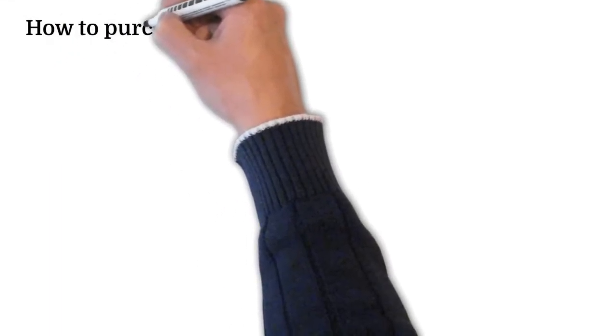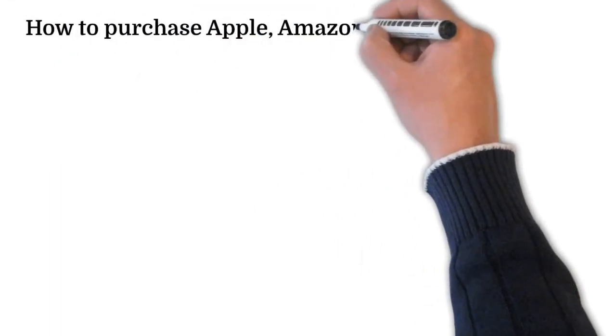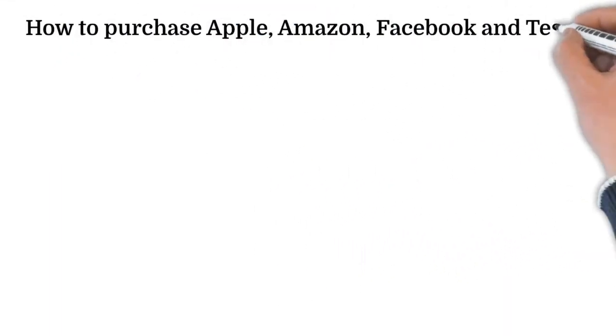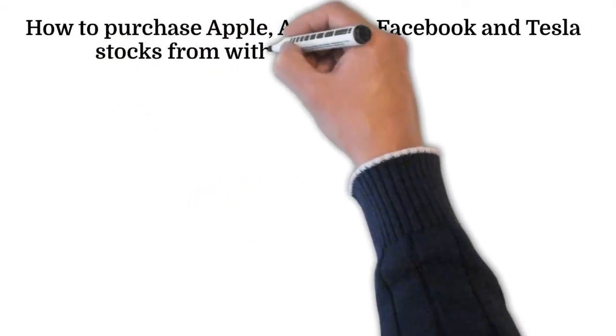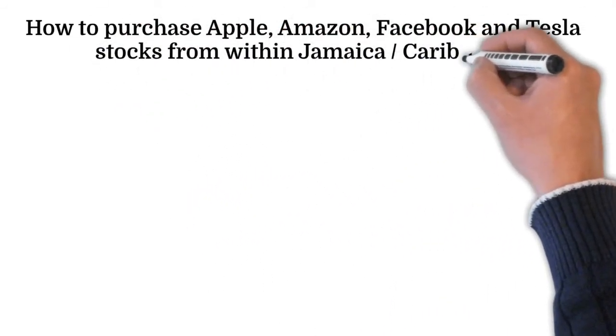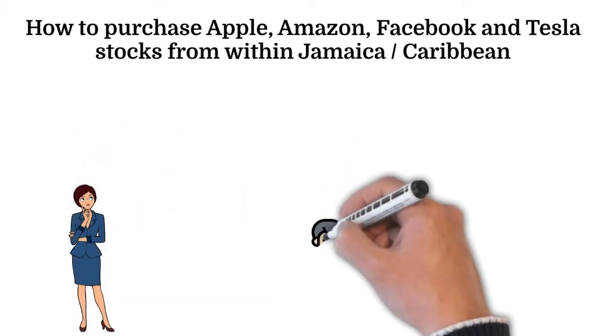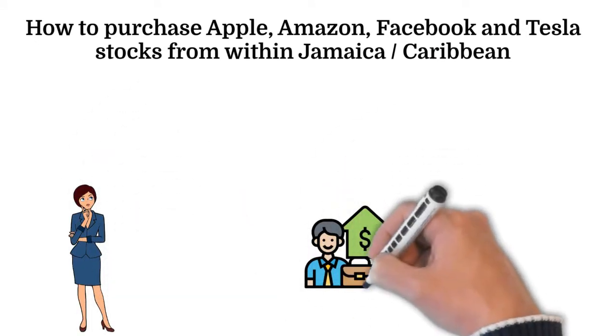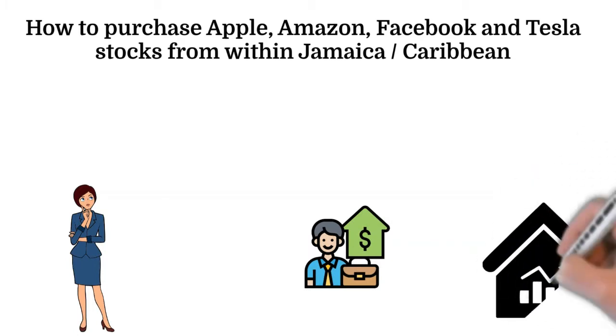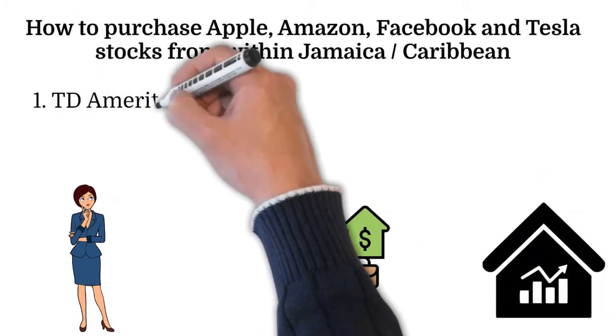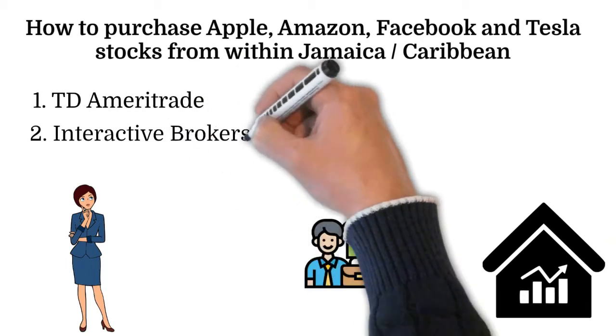If you're from Jamaica or anywhere in the Caribbean and want to purchase your favorite companies like Amazon, Apple, Facebook and Tesla, in this video I'm going to show you exactly how you can get that done. First, you want to get a broker that accepts international clients. I'm going to be showing you two brokers in this video. The first one is TD Ameritrade and the other one is interactivebrokers.uk.